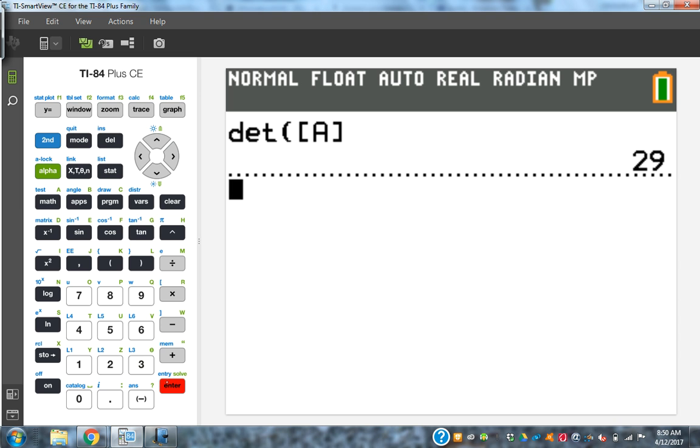Considering all the time it took to type that in and get that command, on a 2 by 2 it's definitely quicker to just do the multiplication and subtract. So that's what I would suggest that you do.